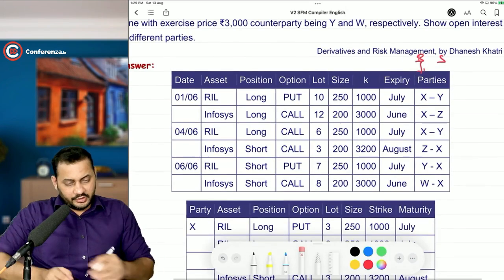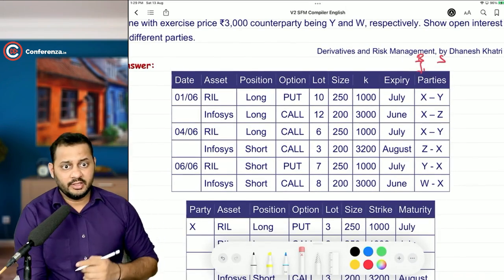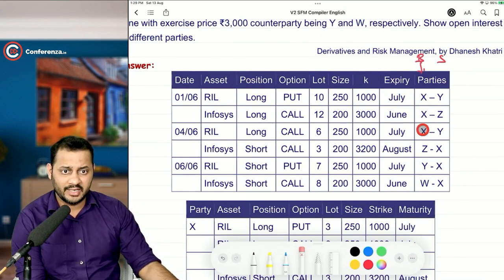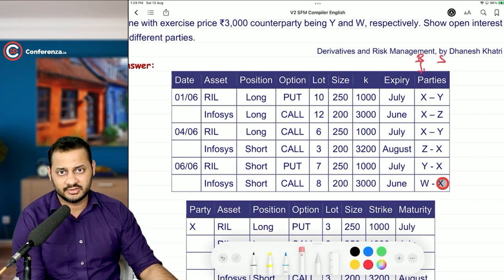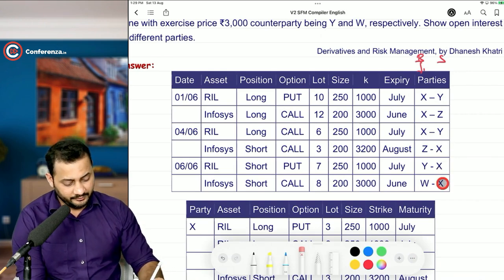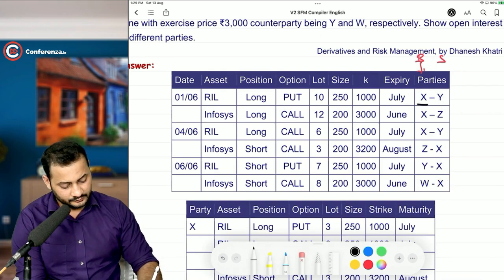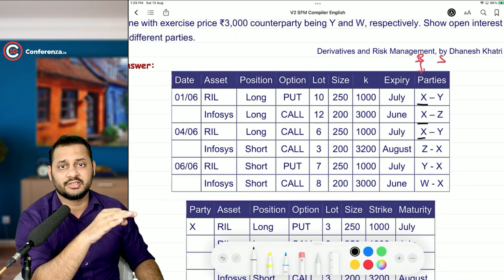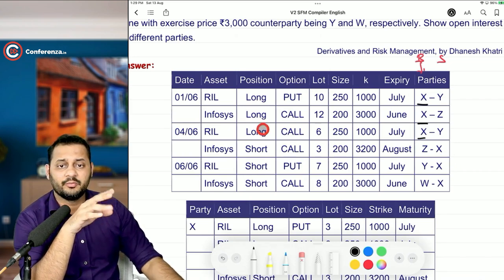Now when you think from the angle of X, X is involved in all the 6 transactions. X is the buyer in the first 3 transactions and the seller in the last 3 transactions. When he is buying in the first 3 transactions, all 3 are separate transactions. They cannot add up to each other.